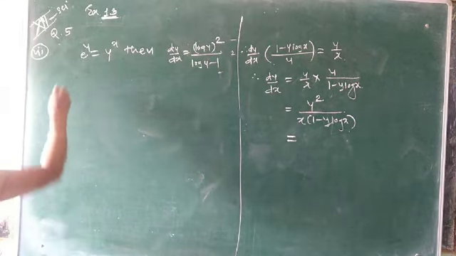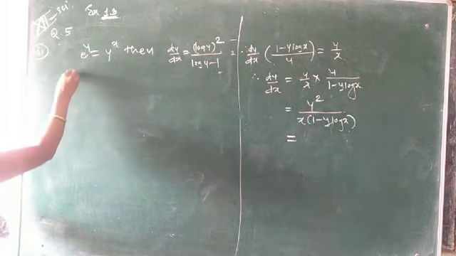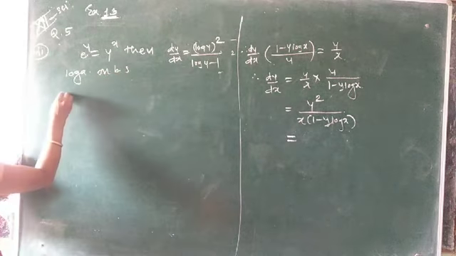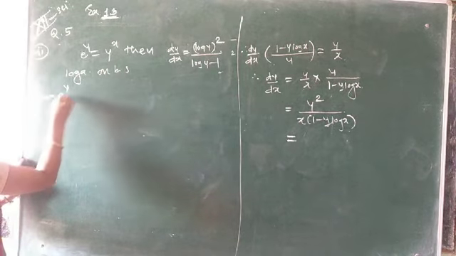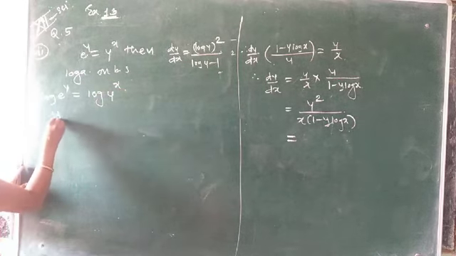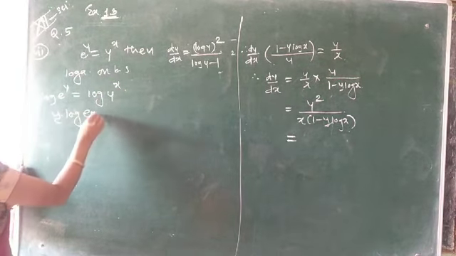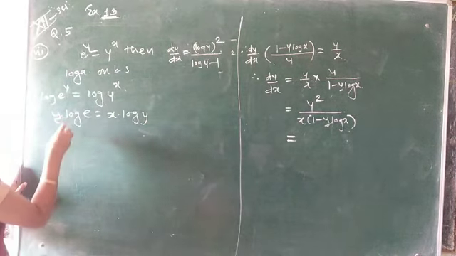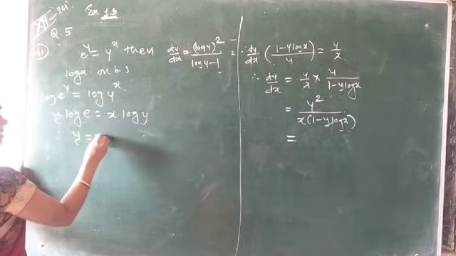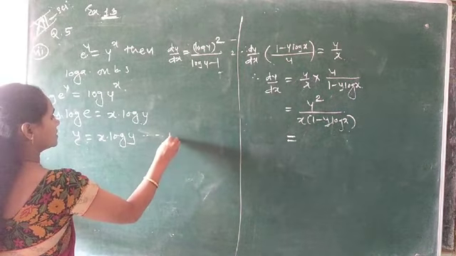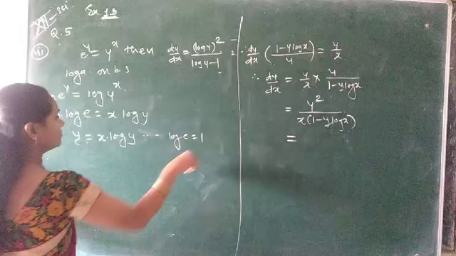Now see, again we take log on both sides. Therefore, log e raised to y is equal to log of y raised to x. That is, y into log e is equal to x into log y. But the value of log e is 1. So y is equal to x into log y, since log e is equal to 1.